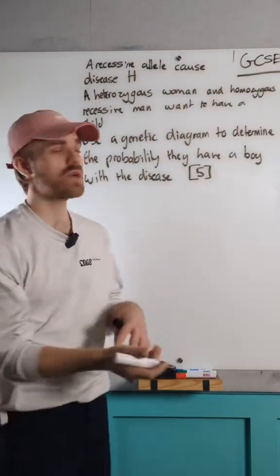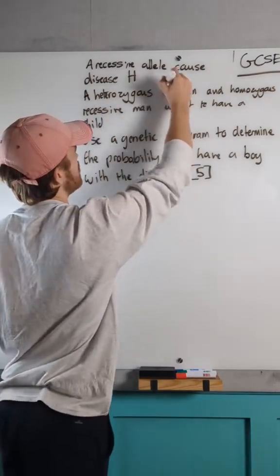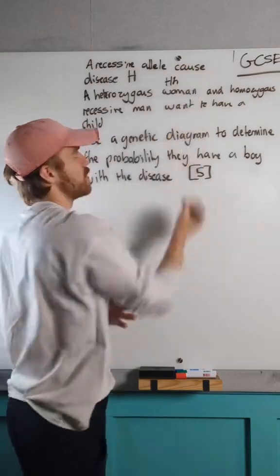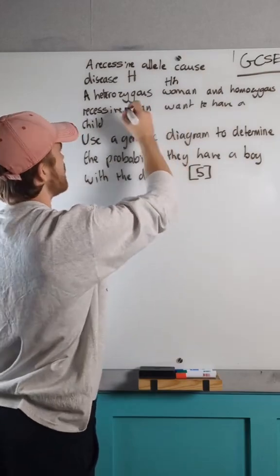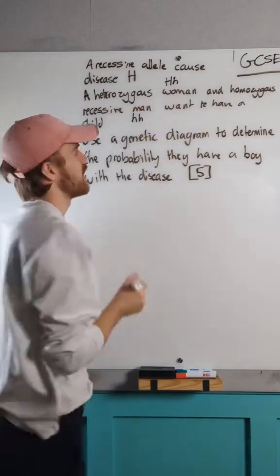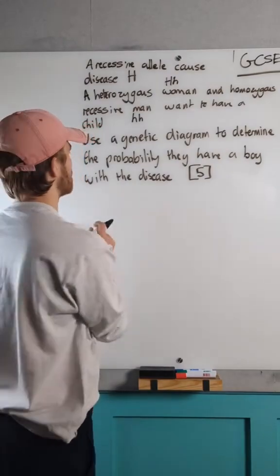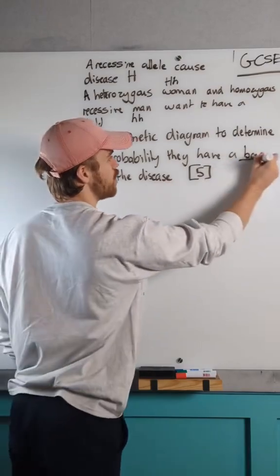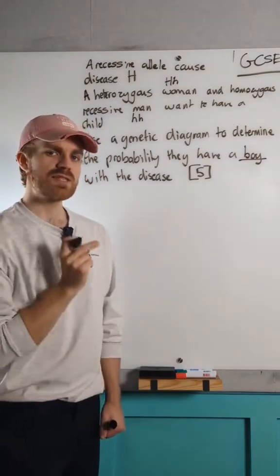So as soon as I read this question, I'm going to write down my genotypes on the question. So heterozygous woman, that means she's going to have a dominant and a recessive. A homozygous recessive man, that man is going to have 2 recessive alleles. Then we need to use a genetic diagram to determine the probability they have a boy, I'll come to that later, with the disease. This is worth 5 marks.